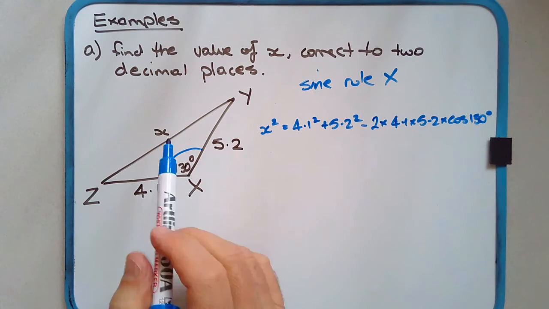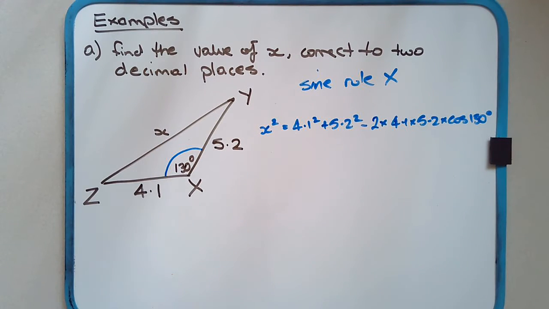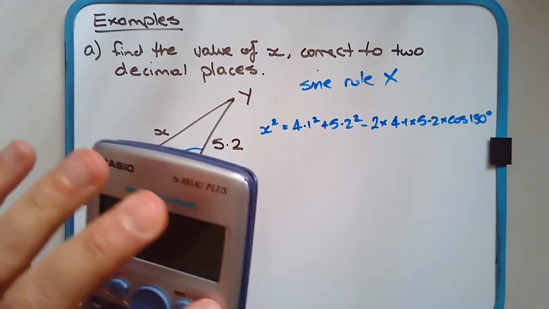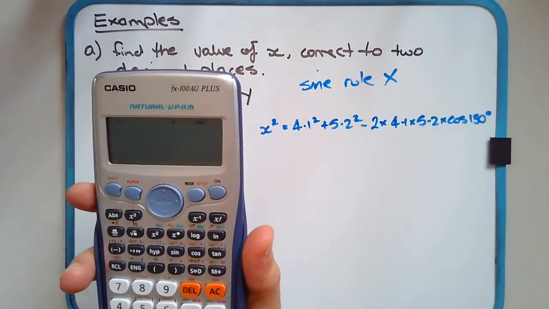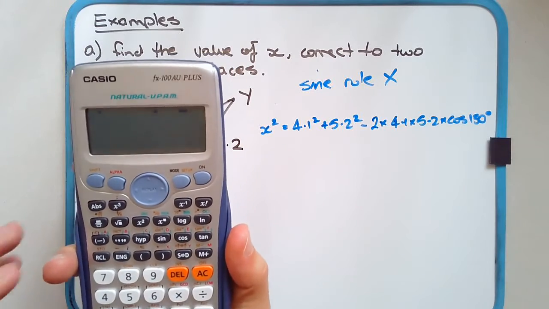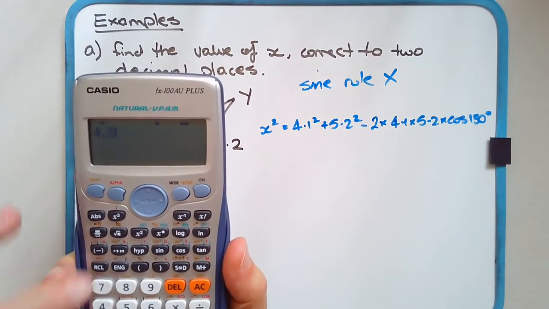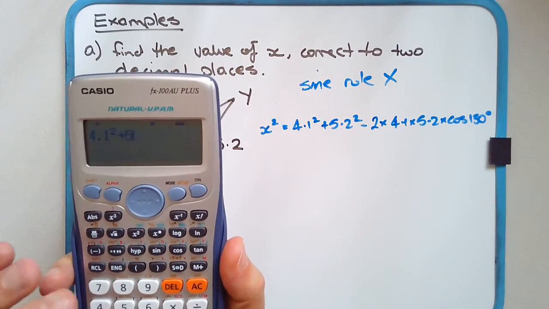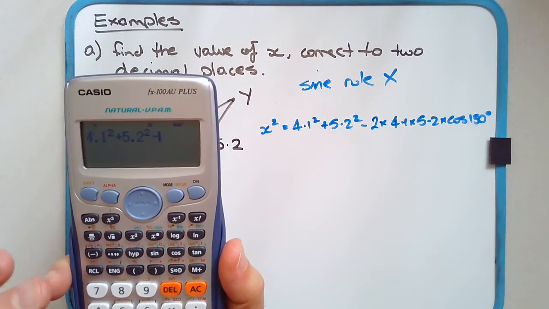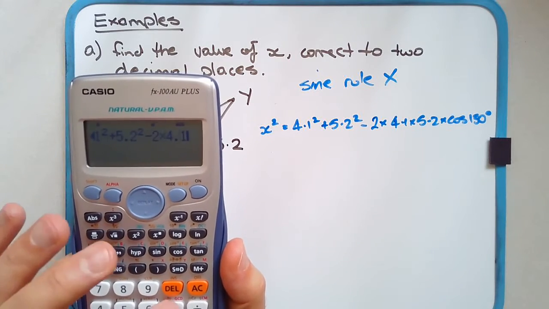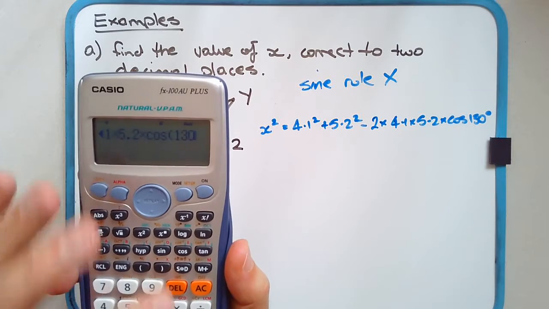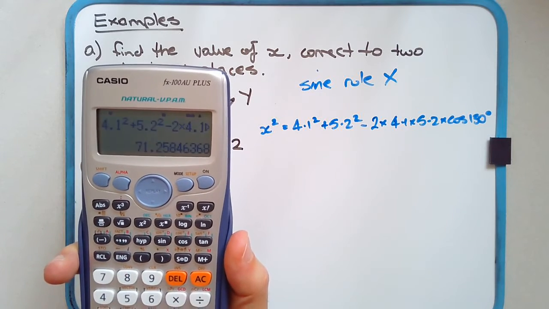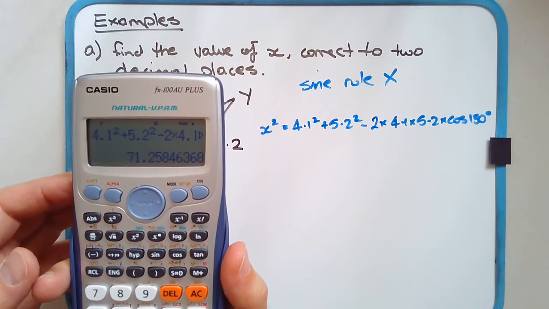Now that'll give you the square of x. Remember that we have to take the square root in the end to get our final answer. I'll just increase the brightness a little bit there. Hopefully you can see that. So 4.1 squared plus 5.2 squared minus 2 times 4.1 times 5.2 times cos of 130 degrees. And we get 71.2584.